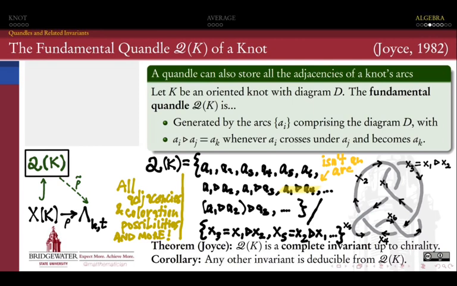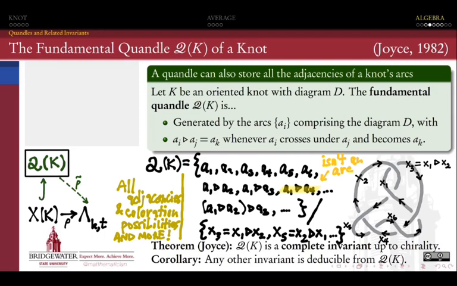The problem with the fundamental quandle, though, is it's so ginormous, right? It's such a large infinite set that it's impossible in general for us to wrap our arms around it completely, to actually write down this is the fundamental quandle of this knot. That's almost virtually always a non-starter.